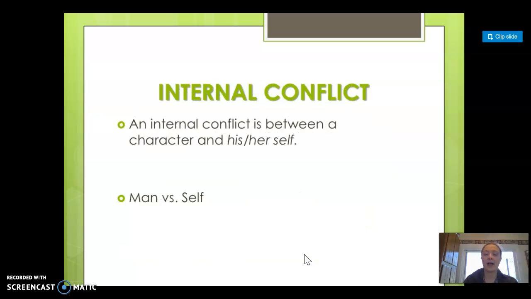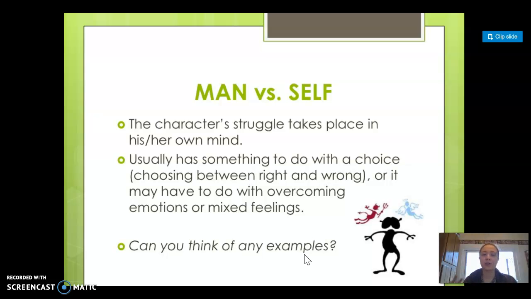And then there's internal conflict, which is a conflict between a character and his or her self. So man versus self, internal conflict. This struggle takes place in his or her mind, usually has something to do with a choice, choosing between right and wrong, or it may have to do with overcoming emotions or mixed feelings. It can also deal with past events.